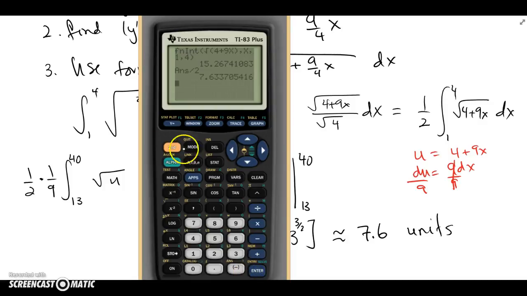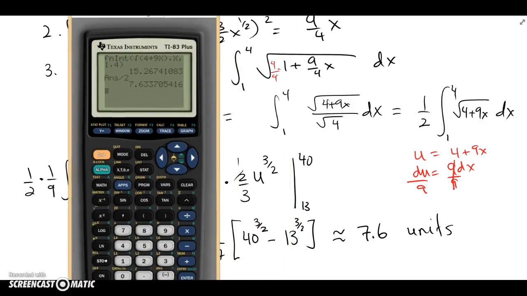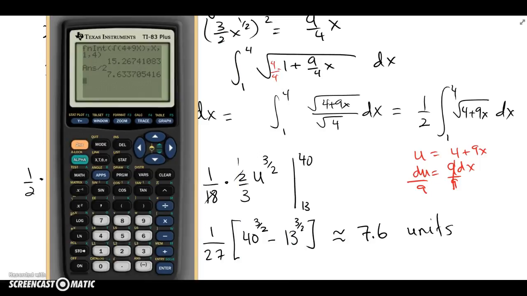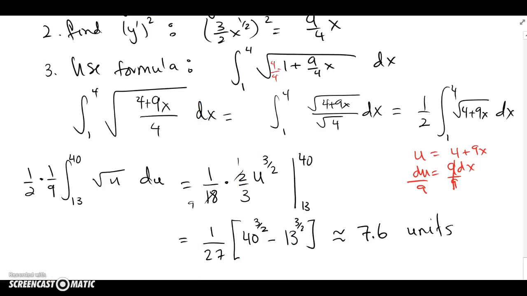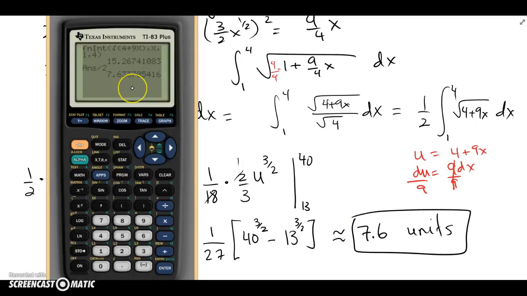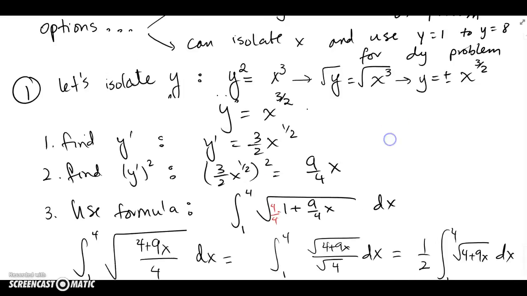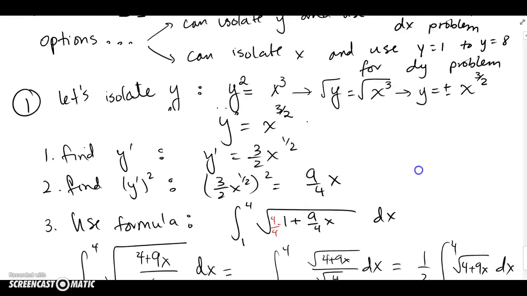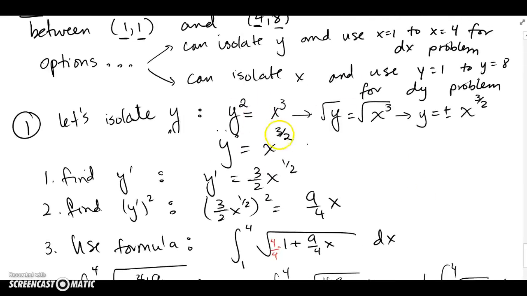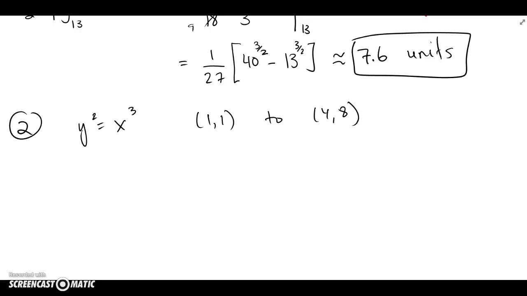And notice I showed all the work and got the exact answer if it was required, but as an approximation quickly, I see that it is 7.6 units, approximately to 1 decimal place. Now this was having done the problem with a dx integral and isolating y. Now let's go do option 2 and isolate x and see if we get the exact same thing and how the integral looks. So let's go isolate x this time.